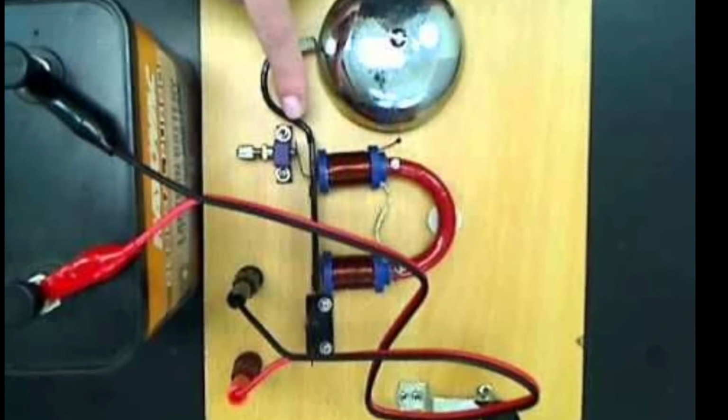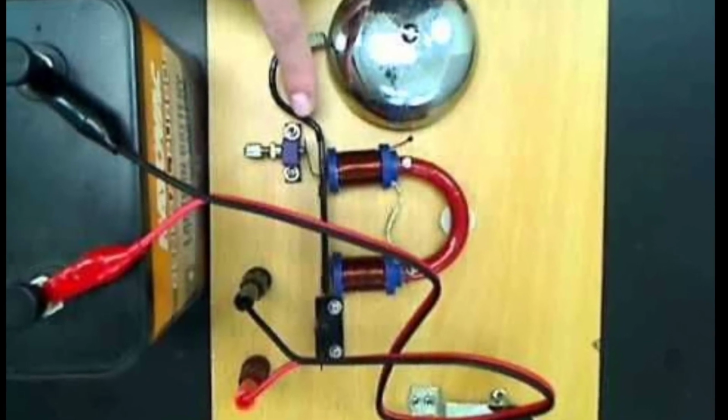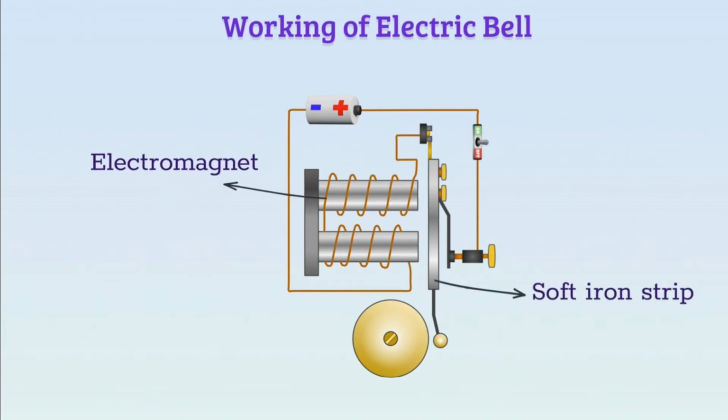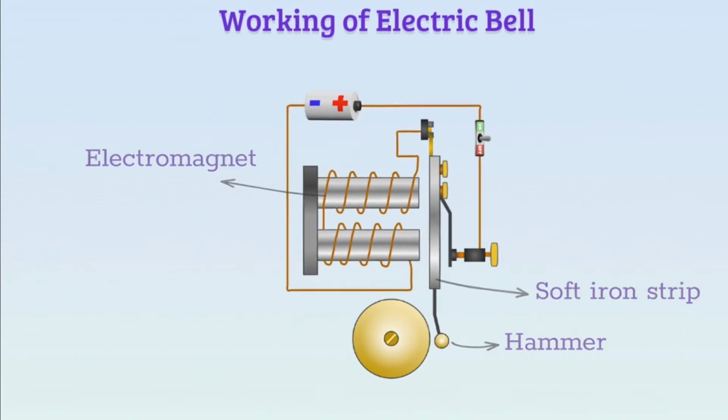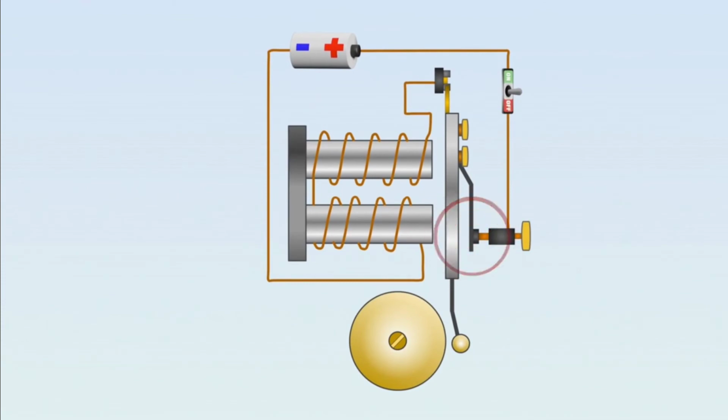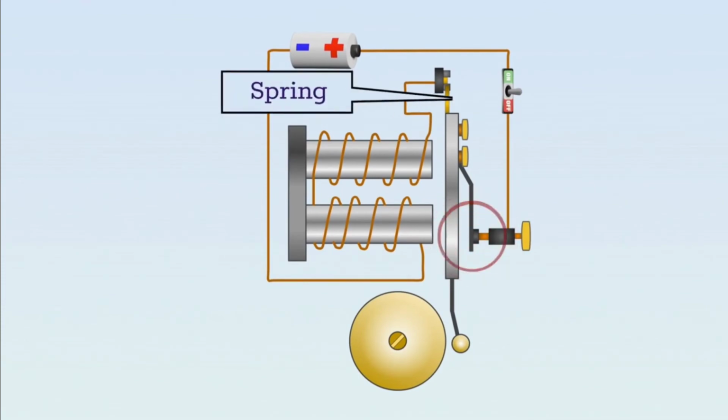This is the circuit of an electric bell. The coil wound over an iron rod forms an electromagnet. A soft iron strip which has a hammer at one end is kept close to the electromagnet. Initially, this iron strip is kept in contact with a screw using a spring. The hammer is kept near the dome-shaped structure called a gong.